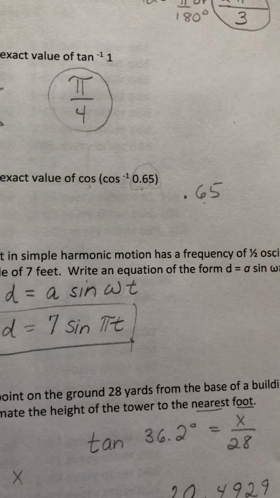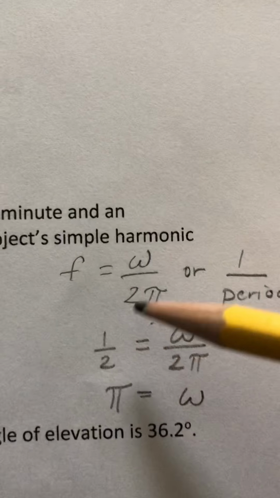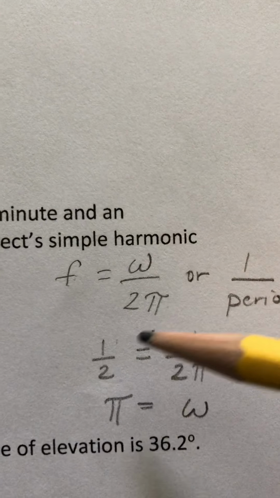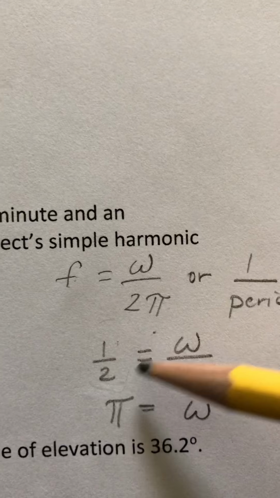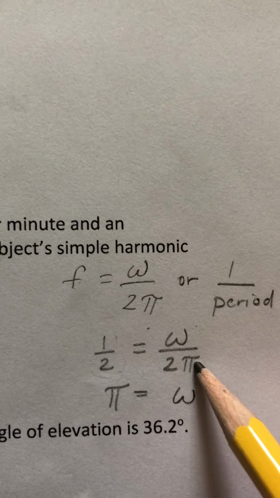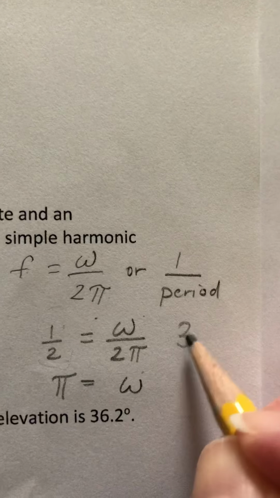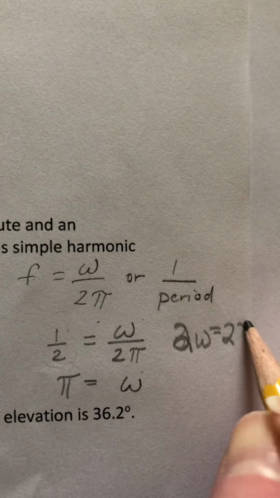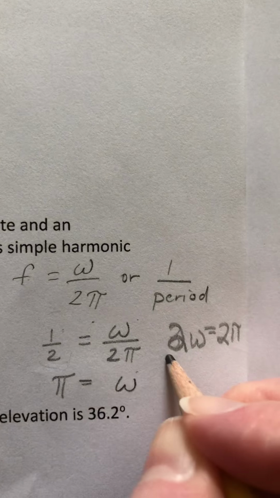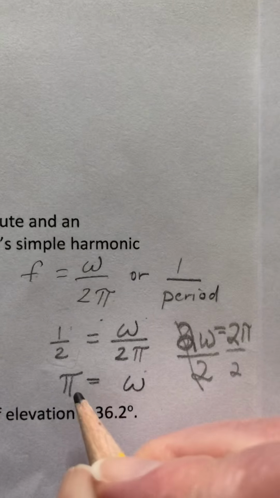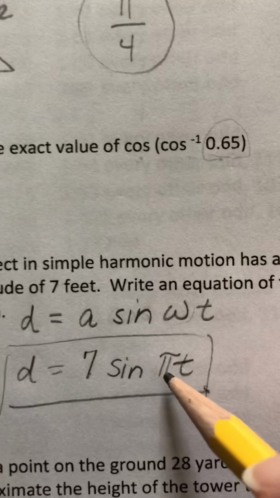If they're giving you the frequency of 1/2 oscillation per minute, then the frequency is equal to omega over 2 pi. So set the frequency that they give you equal to omega over 2 pi, and then you can cross multiply, and that will give you 2 times omega equals 2 times pi. Solving for omega, divide by 2. And that's how I get omega is equal to pi. And so that becomes the coefficient of t.